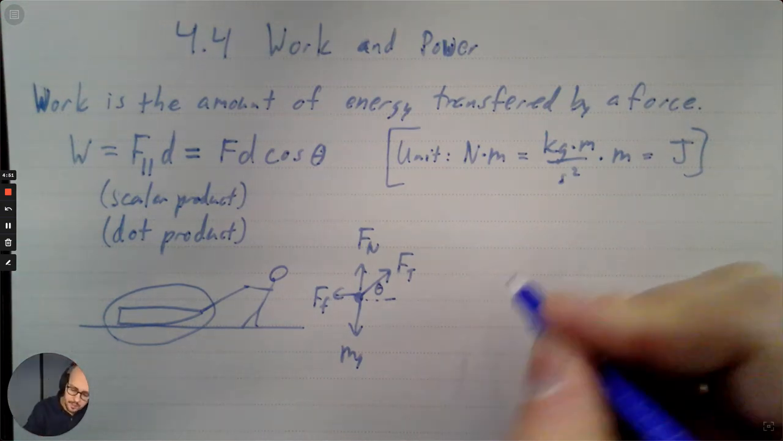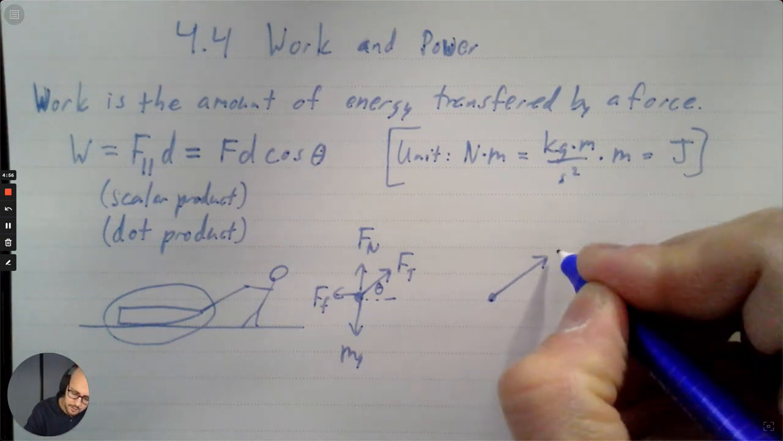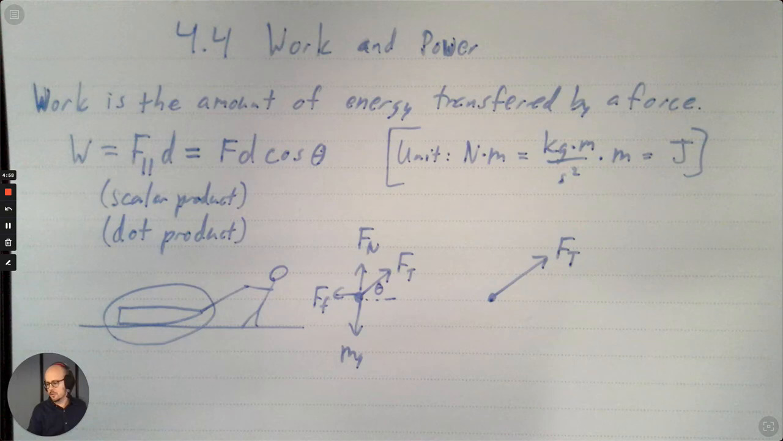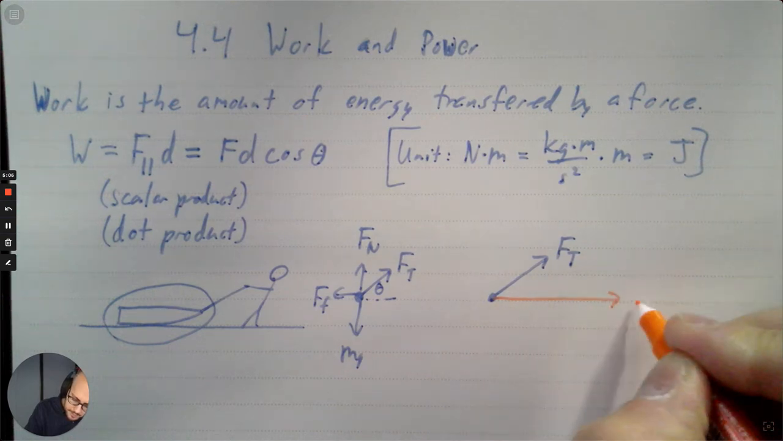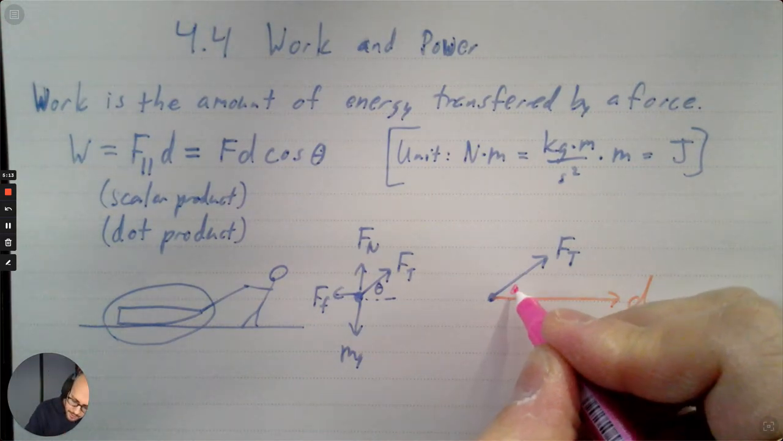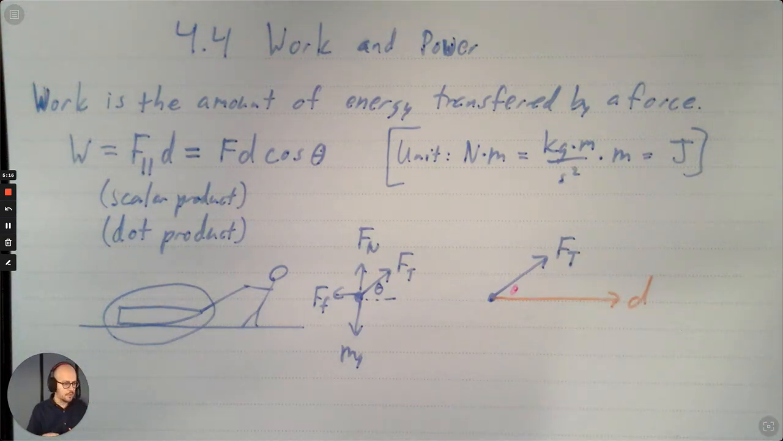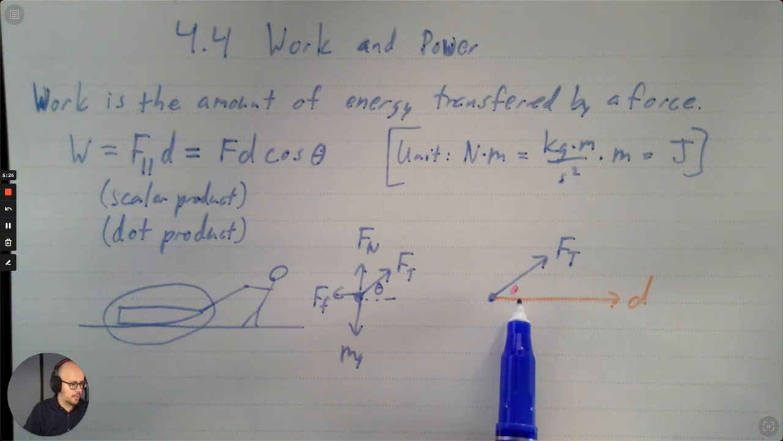So if I think about this in terms of a diagram, I would say that the force of tension is in this direction, and the displacement, now this is no longer a free body diagram, is going to be right along the surface of the snow. And those two things have an angle between them. And so this is where the F d cosine theta comes from. I take the force, multiply it by the displacement, and multiply it by the cosine of the angle.